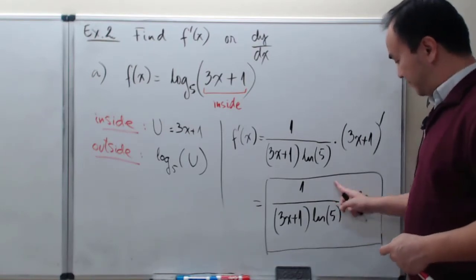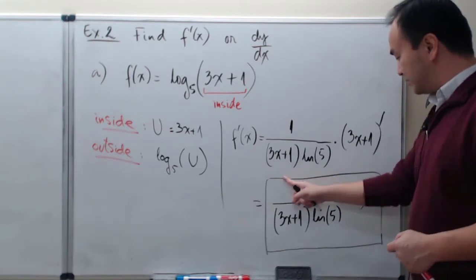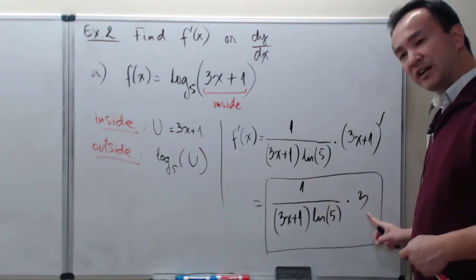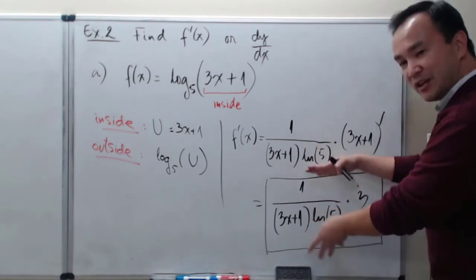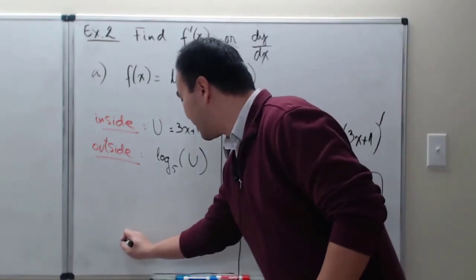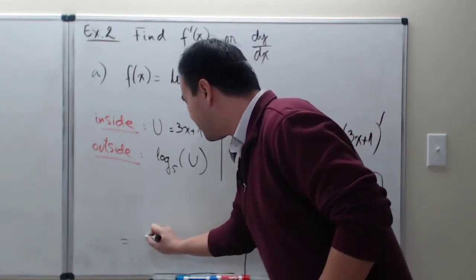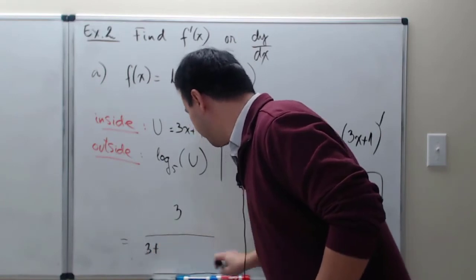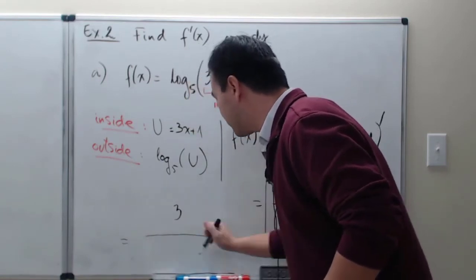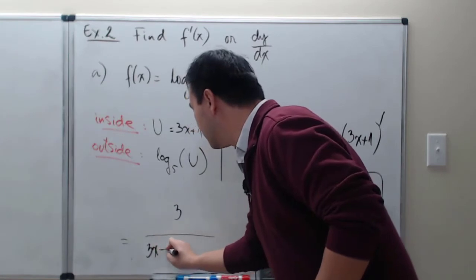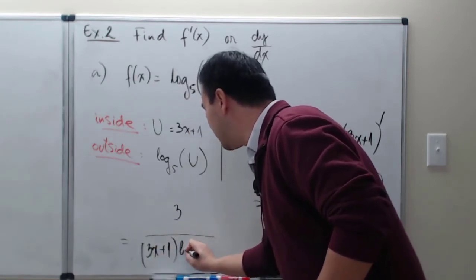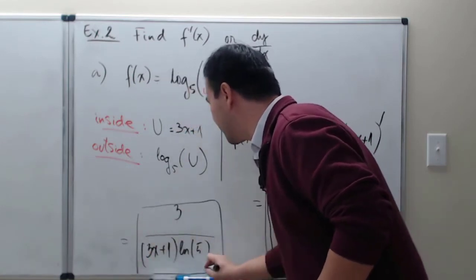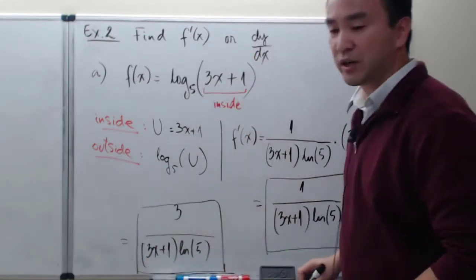And again, if you are required to bring your final answer as one fraction, because right now it's one fraction, but multiplied with an extra factor here, we can bring it all together in one fraction. And so you can also write your final answer as 3 over 3x plus 1 times natural log of 5. This is another way of writing your final answer in case you are required to do so.